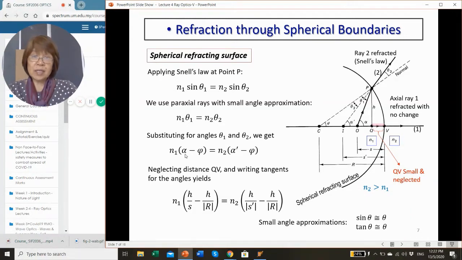Now, instead of alpha here, we write the small angle approximation, approximated to tangent alpha, and that will be equal to H over S. And for phi here, it will be H over R. Now we're going to take the absolute value first because we'll have to consider the sign convention later. And for the other one, that is the image distance, alpha prime, it will be H over S prime.